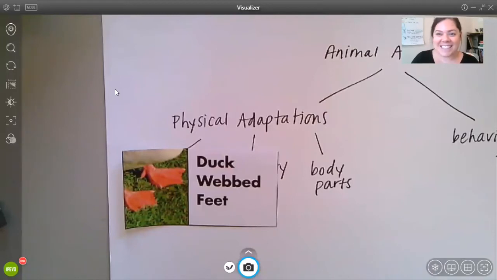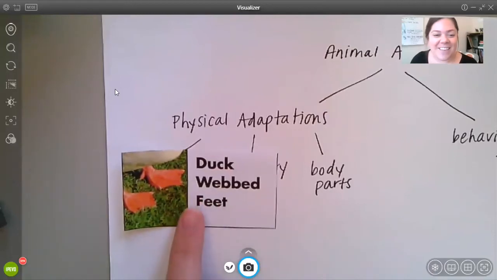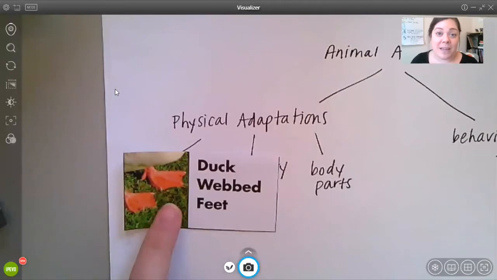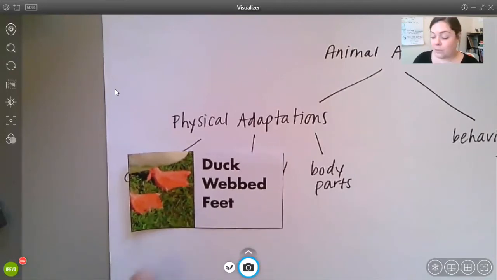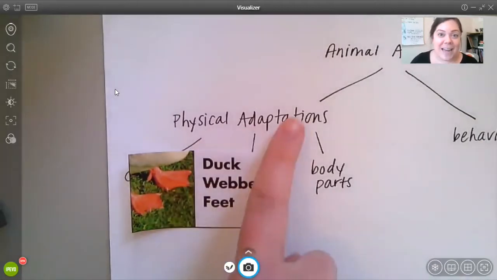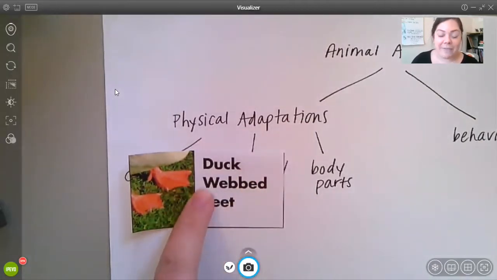Any ideas? All right, so we know that a duck lives for most of its life treading through water and swimming through water. Without its webbed feet, it wouldn't be able to do that. It wouldn't be able to move throughout its habitat and get to its food sources. So we know that its webbed feet are a body part that are a physical adaptation that help those ducks to survive.